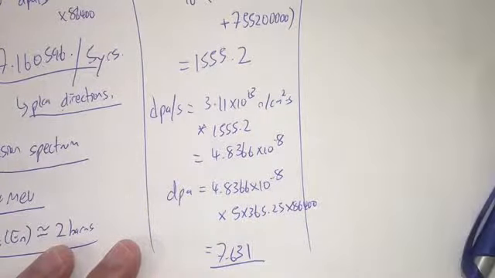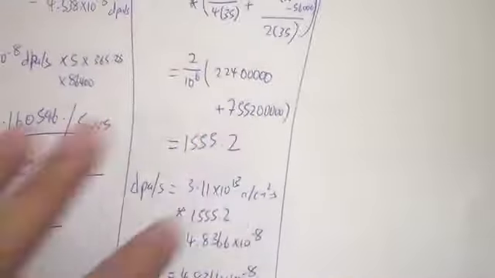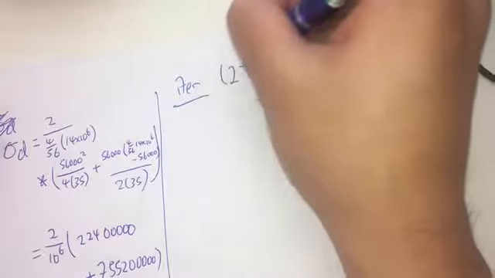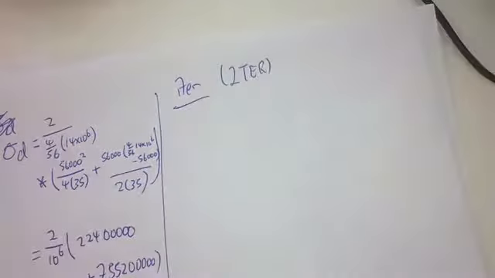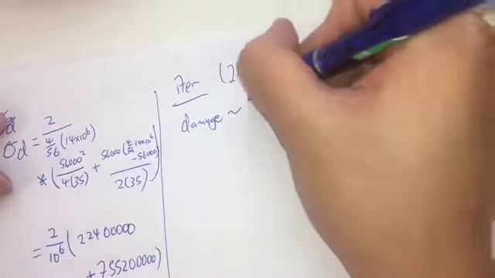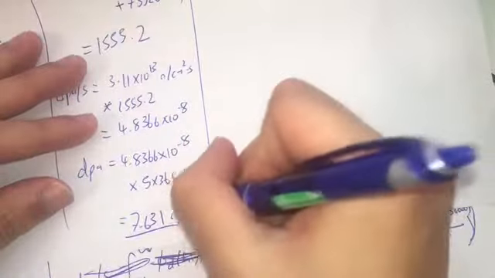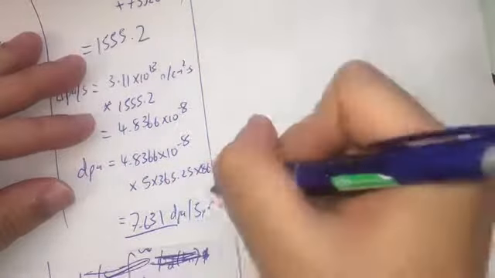But in actual fact, if you look at papers, I'm going to put a PDF in the description. If you look at something like ITER, this is the ITER experiment for fusion. The damage is as high as 15 dPa per year. This is 5 years. So why is there such a big discrepancy?